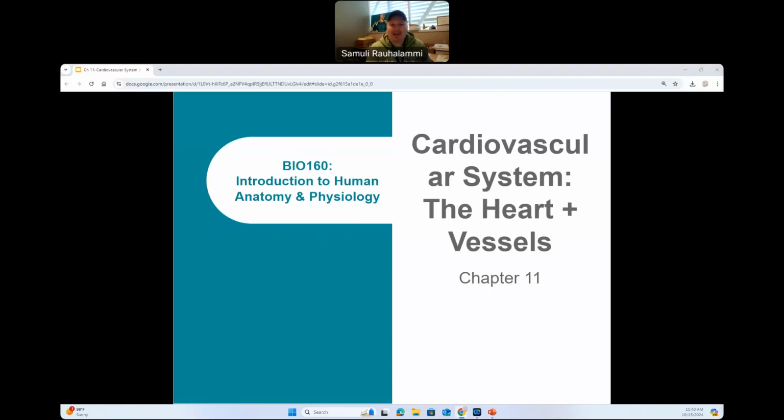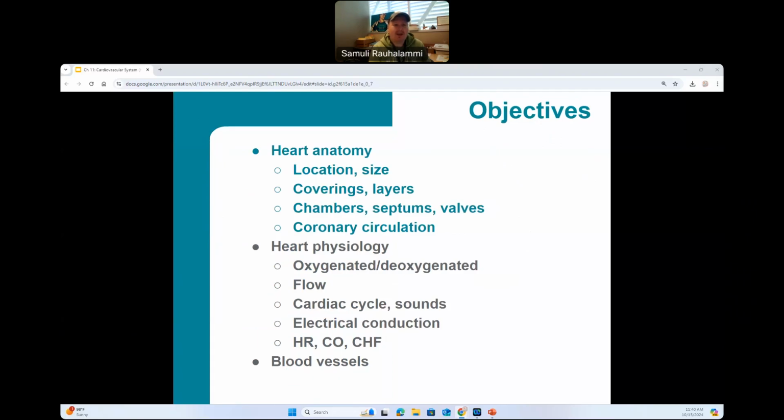Okay, so let's make a start by looking at the cardiovascular system. In the next chapter that we'll cover, we'll really discuss the heart and then briefly visit the different blood vessels. And here's the plan for this class. We'll talk a little bit about the heart anatomy first, and then on subsequent videos, we'll have a look at the heart physiology. And like I mentioned, we'll also briefly touch upon the various different blood vessels that we have.